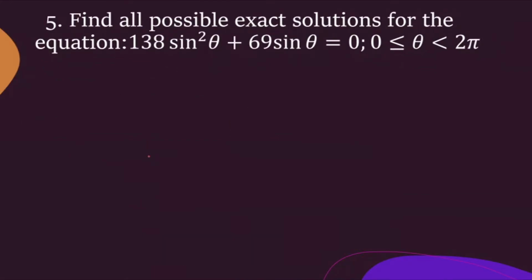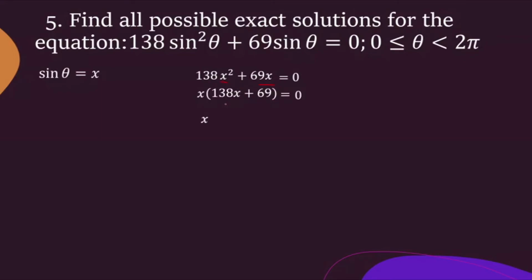That's what that is. For the next one, we have 5, which is find all possible exact solutions for the equation 138 sine squared theta plus 69 sine theta equals 0. So we have the same parameter here for theta. We're going to be substituting x for sine theta. So in this case, it'd be like a quadratic. So we have 138x squared plus 69x. You set it equal to 0, and you could take out an x from both, since you've got an x here as well as over there. So you take out an x, giving you x times 138x plus 69 equals 0.